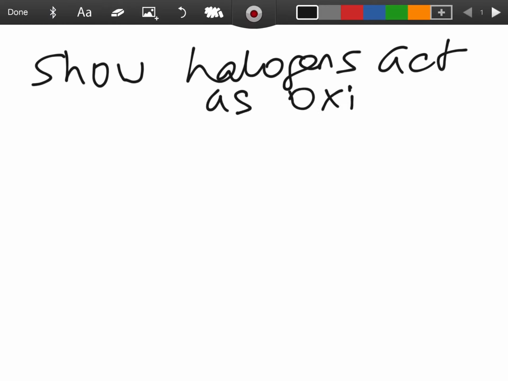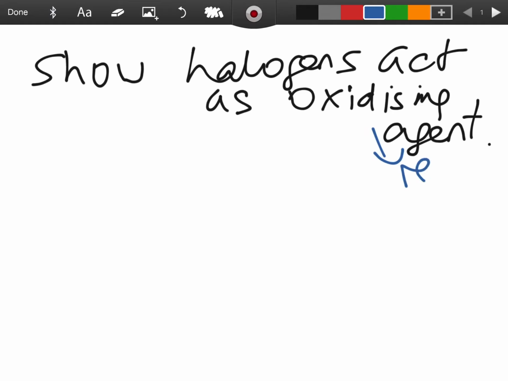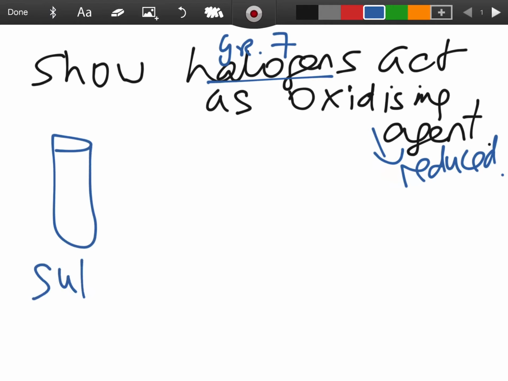I think it's easier. The first part of it is you're showing that the halogens act as oxidizing agents. Now remember, if it's acting as an oxidizing agent, it is being reduced itself. And the other thing to bear in mind is that when you're talking about the halogens, you're talking about chlorine, bromine, iodine. They're group 7. So what do you know about those atoms? They have 7 electrons of their own. They need to get 1. So they want to be reduced, okay?